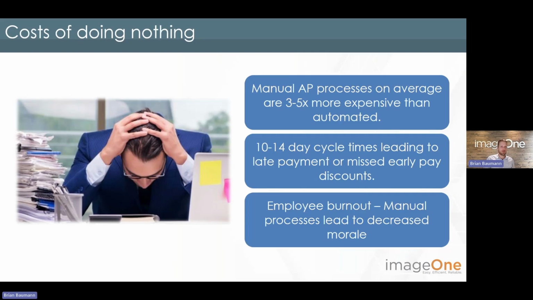So there's a cost of doing nothing in this, and the cost of doing nothing is things continue to speed up in this world, and everybody's forced to do more with less. What we commonly see is that manual AP processes cost on average 3 to 5 times more than an automated process. 10 to 14 day cycle times with documents, and these documents have timelines to them. There's early pay discounts that maybe you can take advantage of, or at least let's not get charged late payments for something that just hasn't gone through the process fast or efficiently enough.